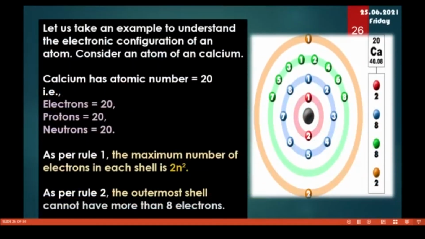Okay, so let us take an example to understand the electronic configuration of an atom. Now we take an example of calcium. Calcium has atomic number 20, as we all know, that means the number of electrons is 20, protons also 20, and the number of neutrons also 20. As per rule 1, the maximum number of electrons in each shell is 2n square. As per rule 2, the outermost shell cannot have more than 8 electrons.